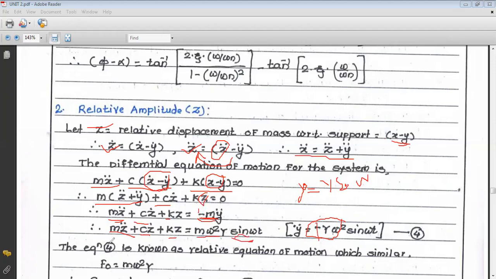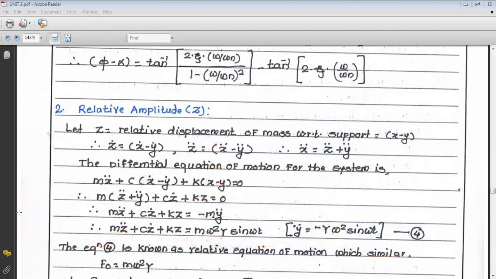Now again, this equation, equation number 4, is called the relative equation of motion, which is similar to the fundamental equation, that is m x double dot plus c x dot plus k x equals f0 sine omega t. The only difference is that this is in z and that is in x. So the value of f0 is m omega square Y.